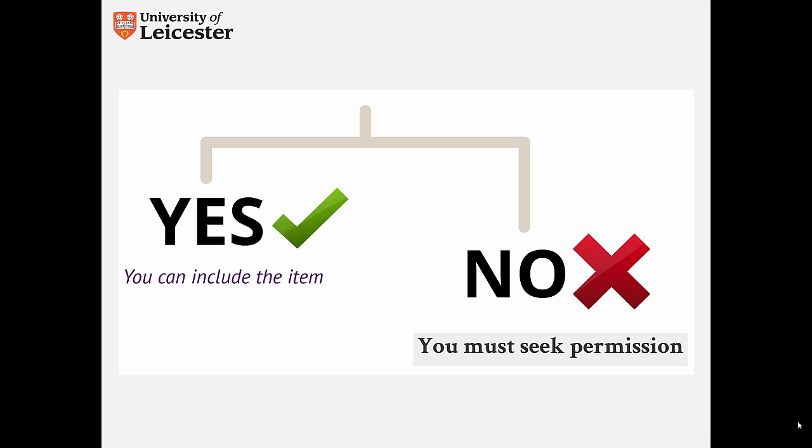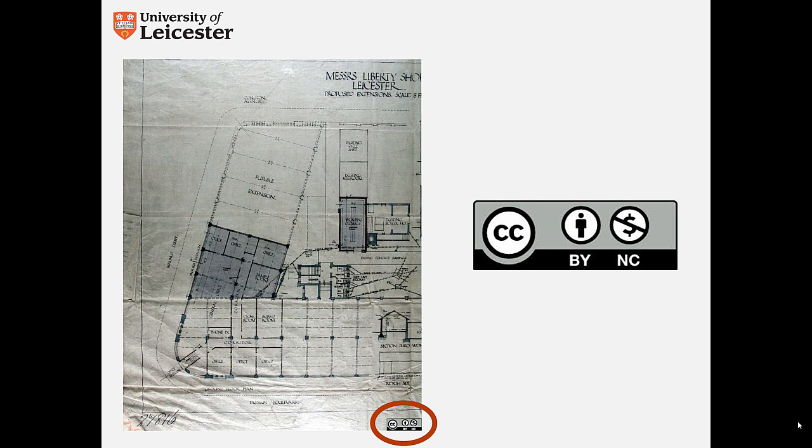In terms of finding permission, the first thing that you need to do is check the copyright information of the item to see what you might already be allowed to do with it. You may be allowed to reproduce the material without asking permission. Alternatively, the material may be licensed under a Creative Commons license, which allows non-commercial reuse. For example, this item included in the My Leicestershire project has a Creative Commons license, which allows reuse for a non-commercial purpose, but with correct attribution.